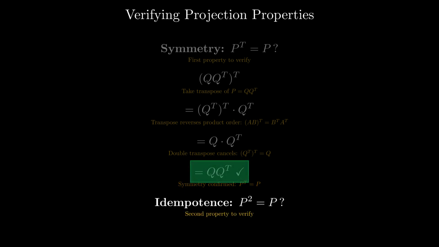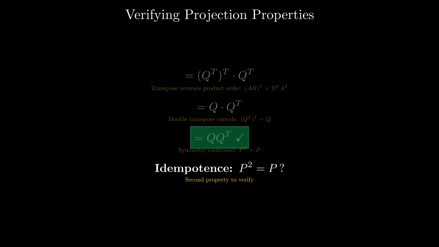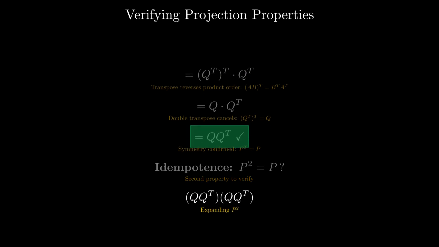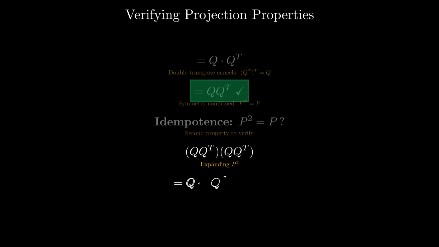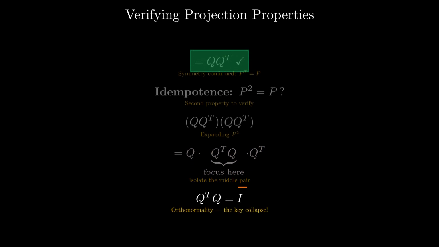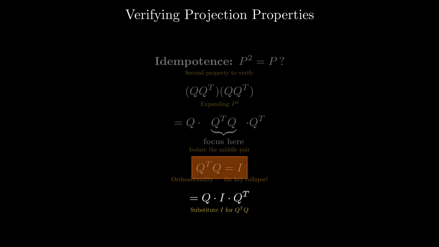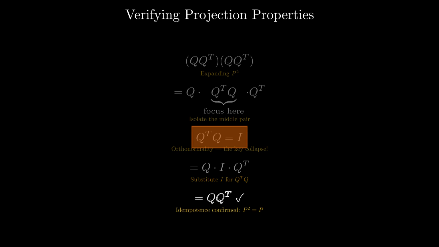Now for idempotence, this means projecting twice should be the same as projecting once, which requires that P squared equals P. Let's compute QQ transpose times QQ transpose. The key is to focus on the middle two factors, Q transpose times Q, but we know from orthonormality that Q transpose Q equals the identity matrix I, so the whole product becomes Q times I times Q transpose, which simplifies to just QQ transpose. P squared equals P, confirmed.